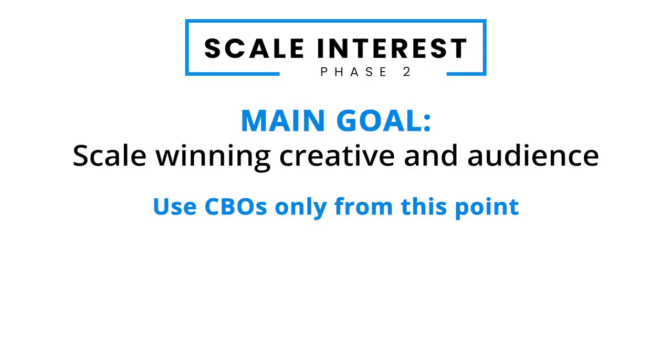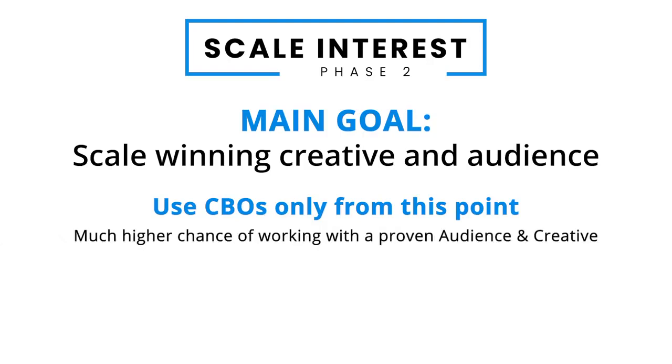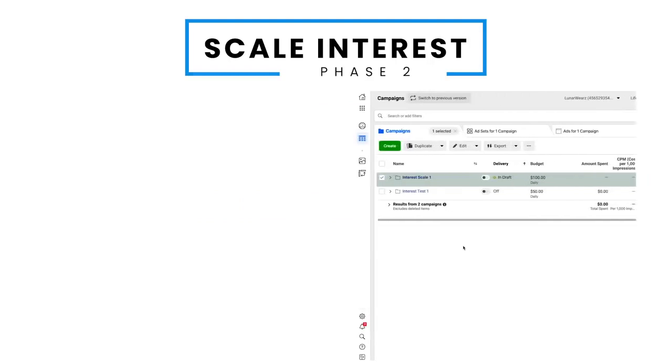Here's why. Now that you have a creative and audience that are proven to work, CBOs have a much higher chance of becoming profitable compared to ad set level budgets. Higher budget CBOs also have a greater chance of performing well compared to high budget ad sets because the campaign will have much more data to work with. Anyways, this is how you should structure your campaign for phase 2.